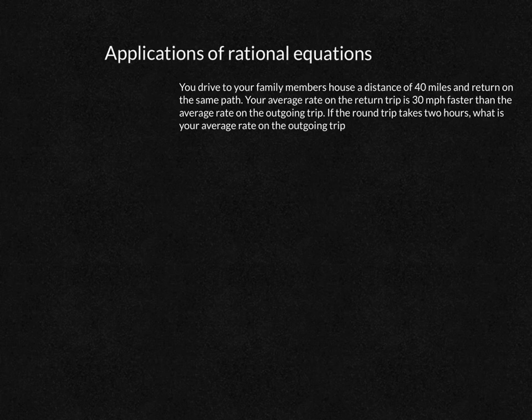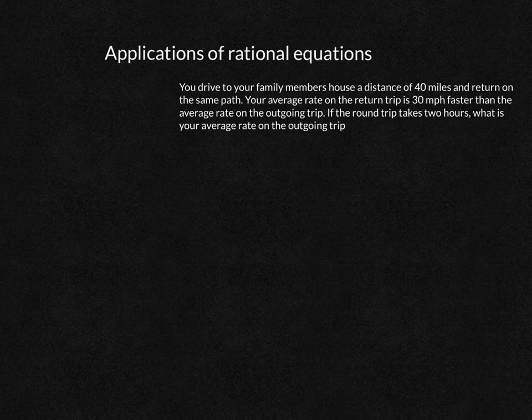Let's solve an application problem that involves rational equations. So the problem says you drive to your family member's house a distance of 40 miles and return on the same path. Your average rate on the return trip is 30 miles per hour faster than the average rate on the outgoing trip. If the round trip takes 2 hours, what is your average rate on the outgoing trip?